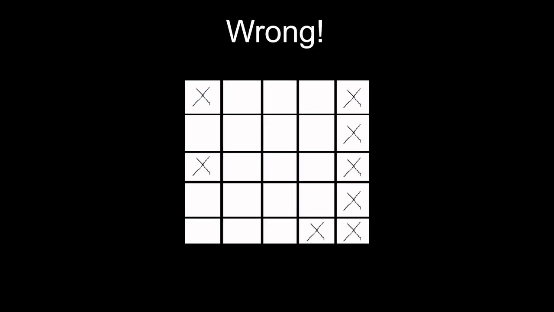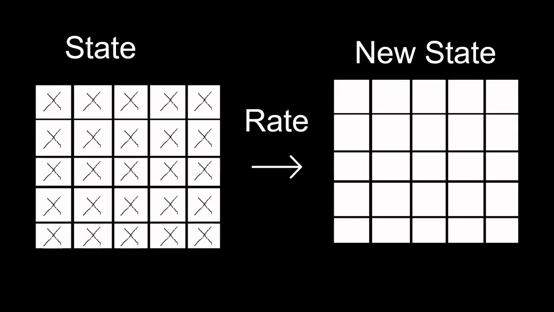it's not right. The issue is that we're mixing the old state and the new state when we're calculating the next state. So the cells that are above or to the left of the current cell are looking at the new states instead of the old states. If you were to instead do this correctly, then you would create a brand new state and you would populate the cells in the new state by only looking at the cells in the old state.